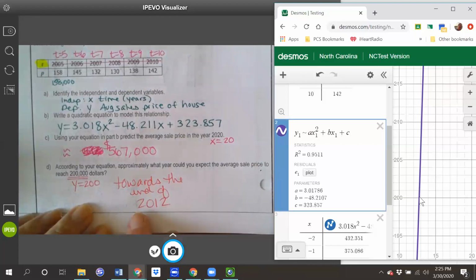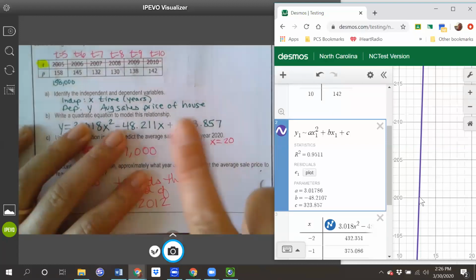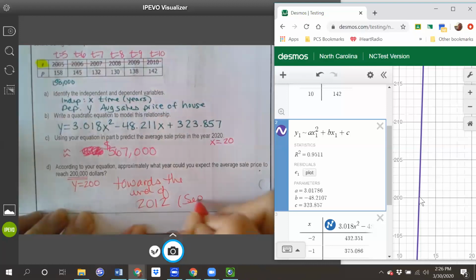So 0.75, that would actually put you 3/4 of the way through the year. So if there's 12 months and you want to go 3/4 of the way through the year, you got that figured out? That's 9 months. So January, February, March, April, May, June, July, August, September. So it's going to be somewhere around September in 2012.